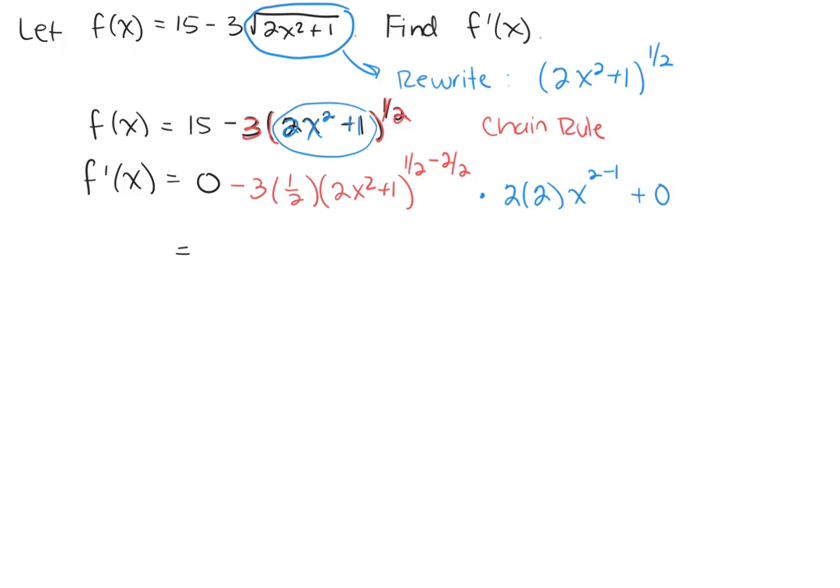Let's clean this up. So negative 3 times 1/2 is negative 3 over 2 times 2x squared plus 1. 1/2 minus 2 over 2, that's negative 1/2. Here we've got 2 times 2, which is 4, and then x to the 2 minus 1 is just x to the first power.